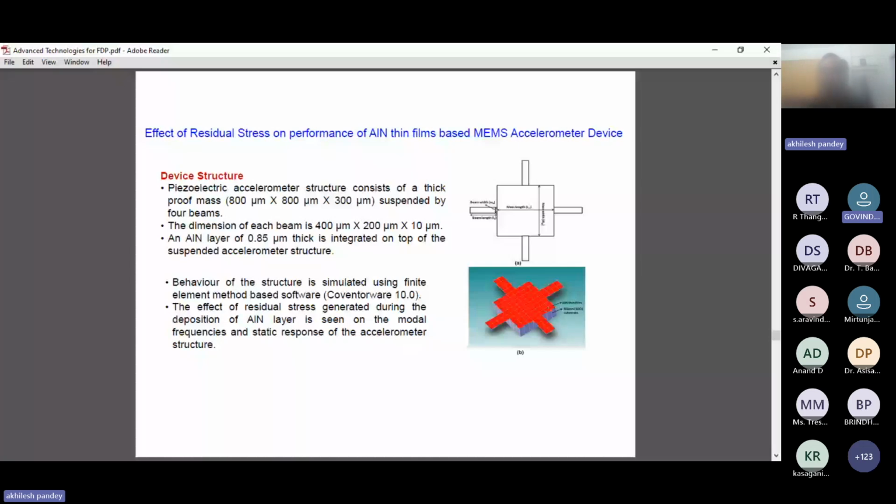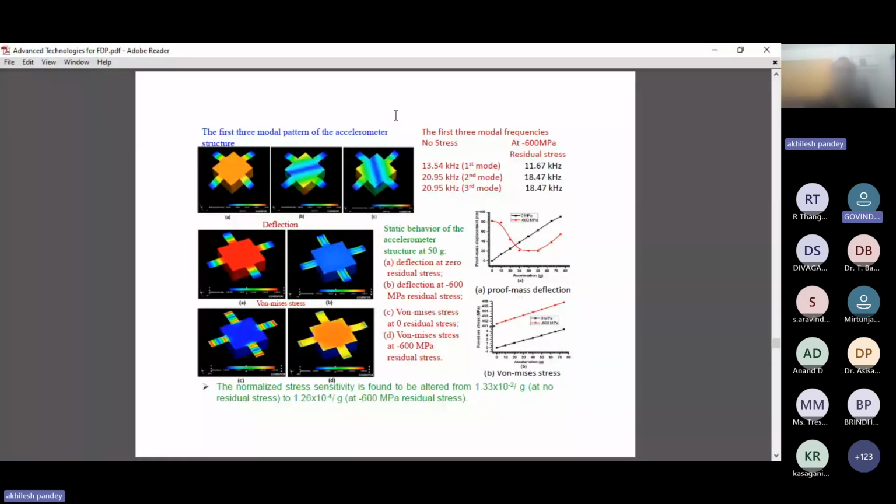Here you can see that this is the aluminum nitride structure, and this is the silicon structure, and these are the 4 beams, and the dimension is shown here. Now, the modal patterns of the accelerometer structure. In one case, aluminum nitride has no stress. In another case, aluminum nitride has residual stress of minus 600 megapascal. One can see that the modal frequencies are altered when applying the residual stress, and the deflection also changes.